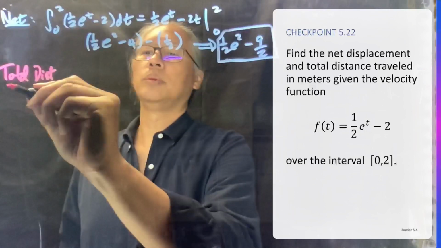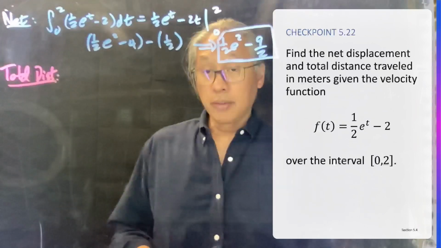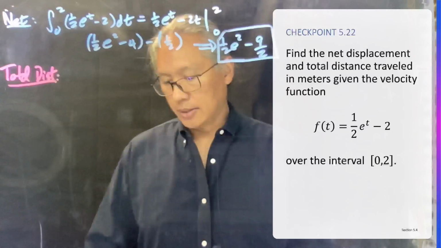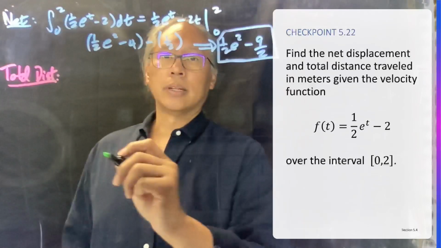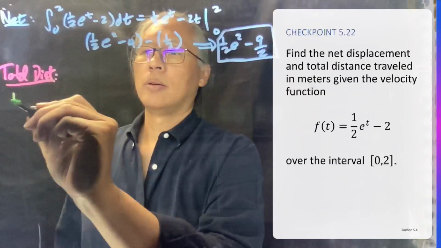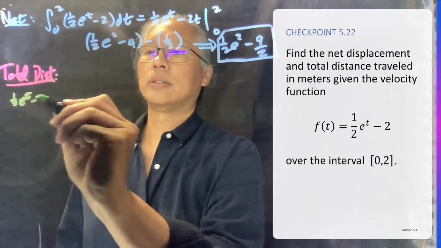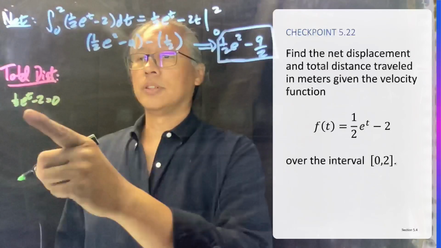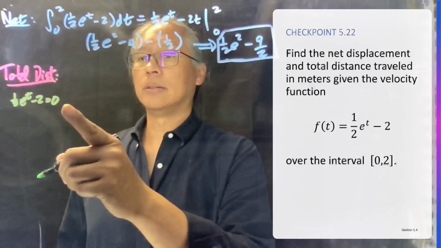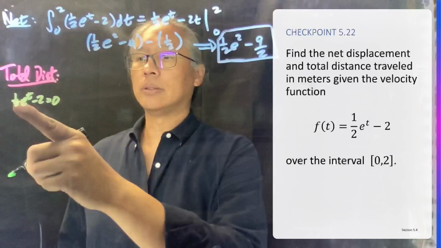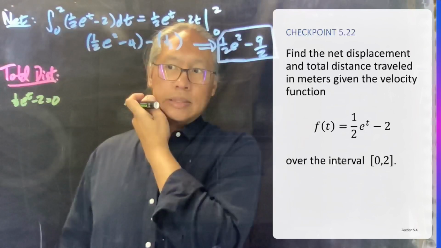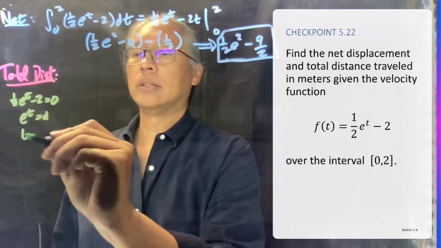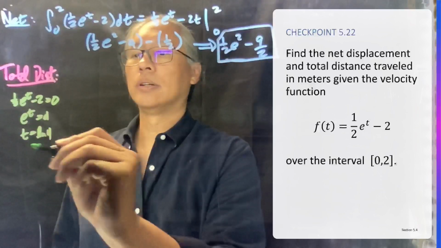what we need to do is we need to know if this thing ever goes negative, and we can do that by setting the function equal to 0. So we're going to let the function 1/2 e to the t minus 2 equal 0, and solve for t. So we'll add 2 to both sides. We'll multiply by 2. So that's a 4. e to the t is equal to 4, and t is equal to the ln of 4.